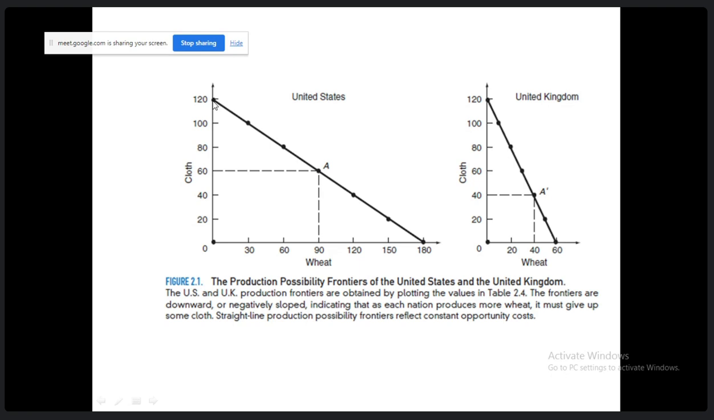So for United States, the endpoints are 120 and 180. For UK, the endpoints are 120 and 60. What we see here is that the slope is a straight line because the opportunity cost is constant. The slope will change in the next topic that we are going to do, but here the slope is constant because the opportunity cost is constant.